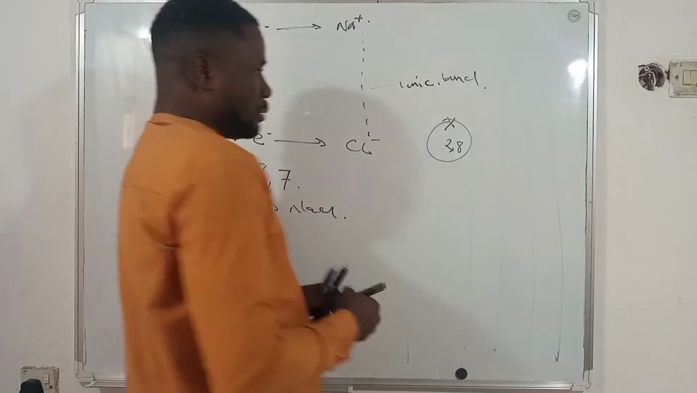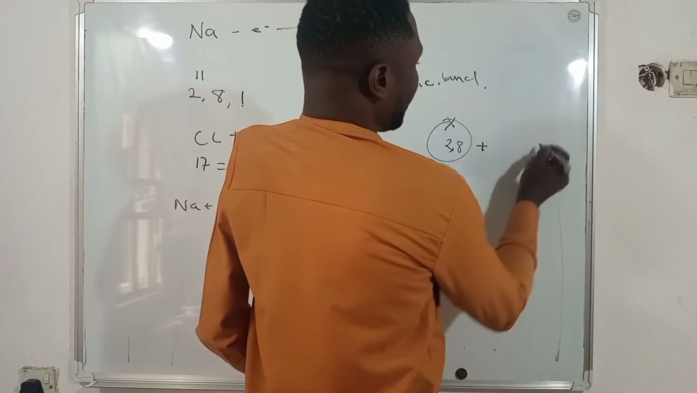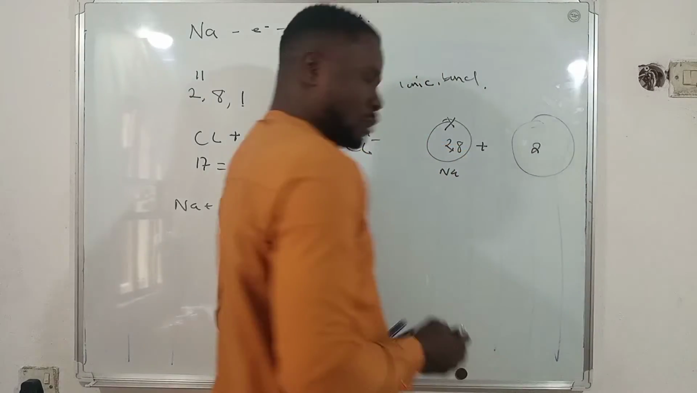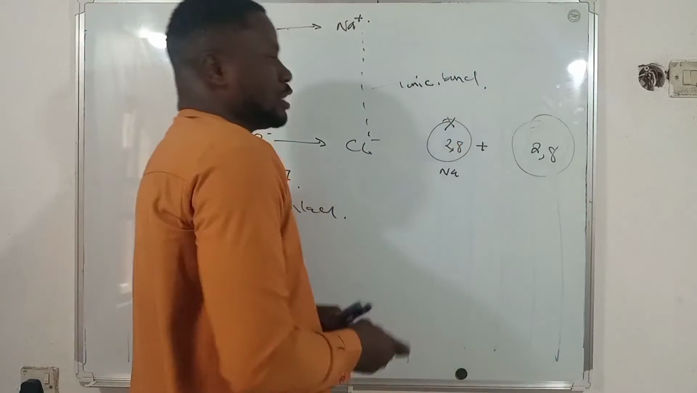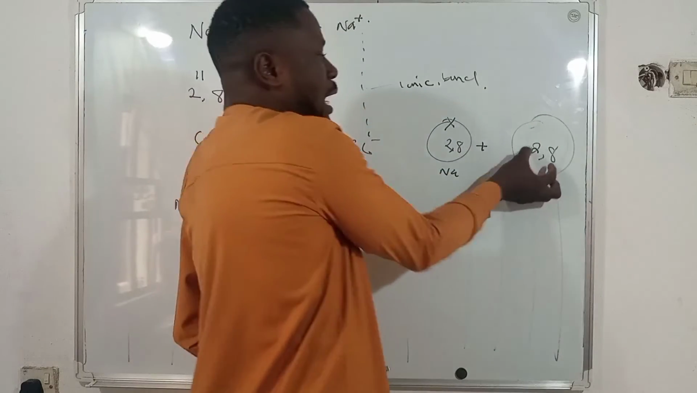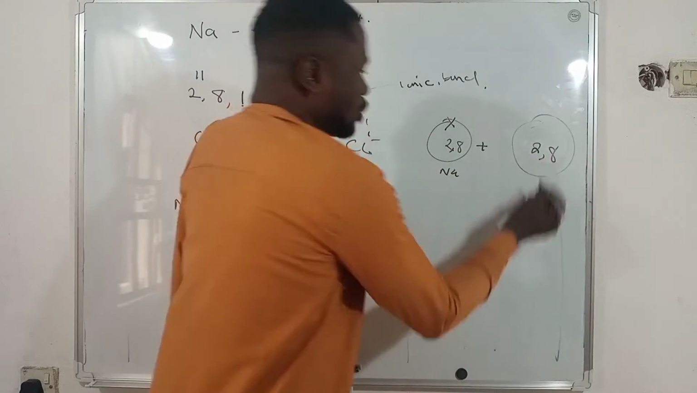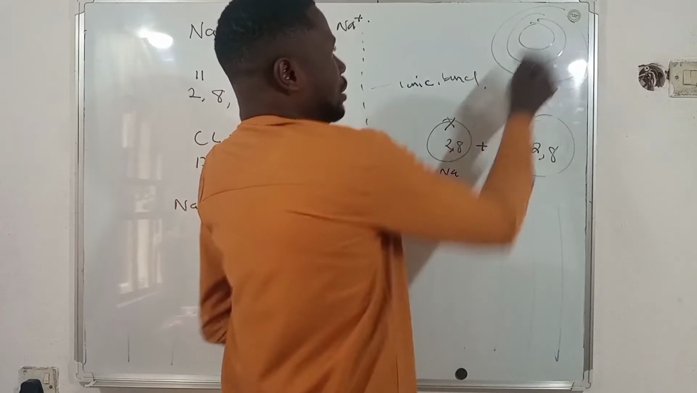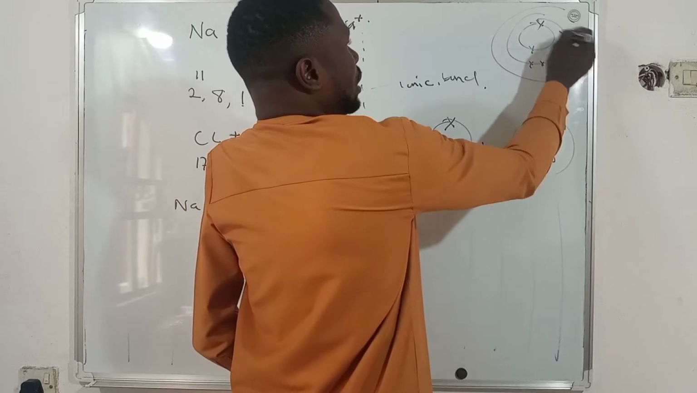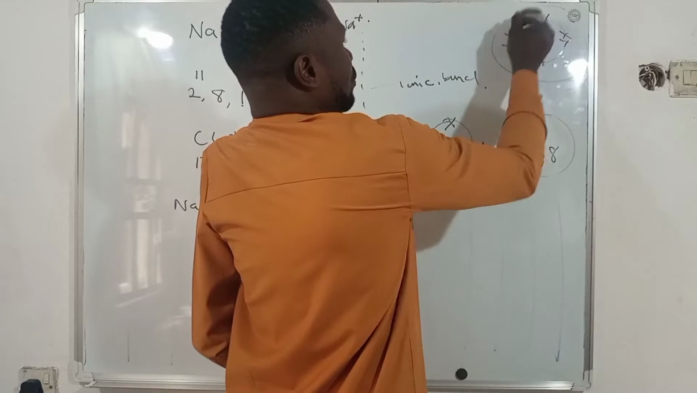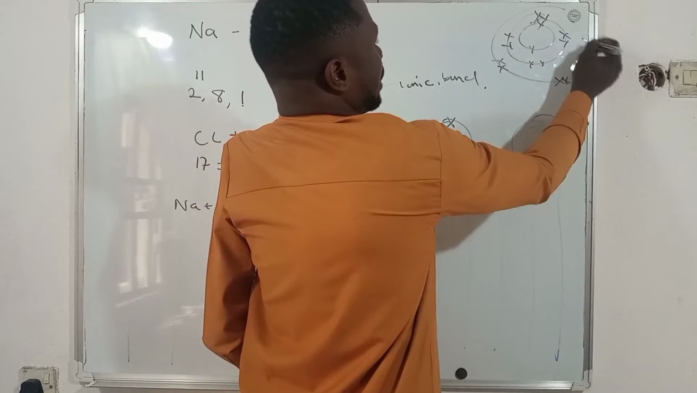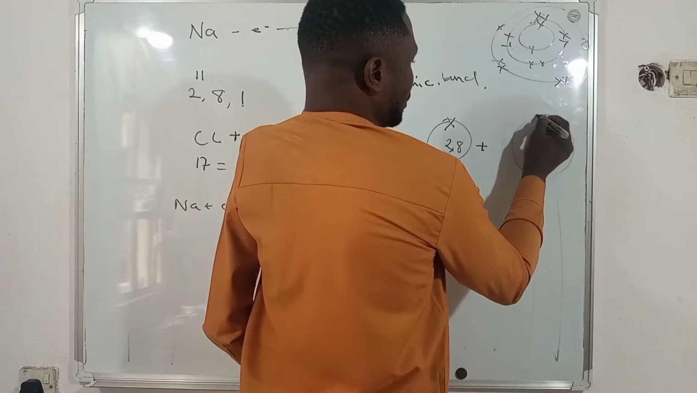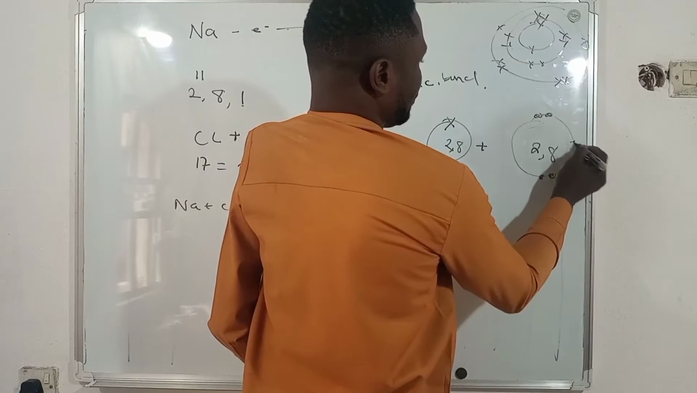Now we take chlorine. This is sodium plus chlorine. The first shell of chlorine will have 2 electrons, the second will be 8. We are writing 2 and 8 inside, telling you that these are inner shells. Normally, there are supposed to be 3 shells. Here will be 2 electrons, here 8 electrons, while this will be 7 electrons.